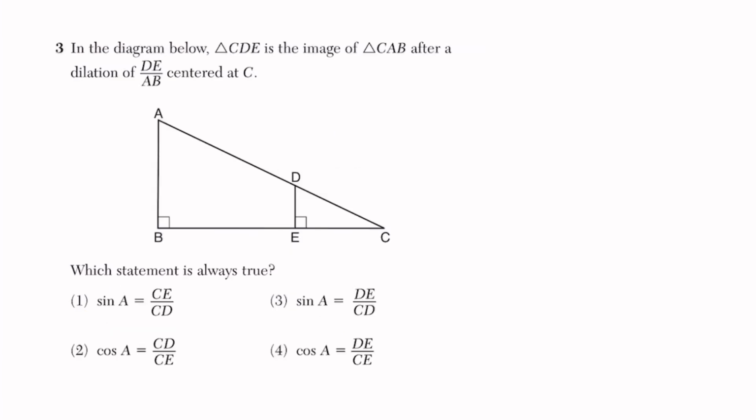In the diagram below, triangle CDE is the image of triangle CAB after a dilation of DE over AB centered at C. Which statement is always true? For this question, it's saying that triangle CDE is the result of triangle CAB after it's been dilated. So what that basically means is that these two triangles have to be similar, because dilations only change the size of objects but not the shape. So we can say that angle A is going to be the same as angle D, angle B is going to be the same as angle E, and angle C is just going to be angle C.